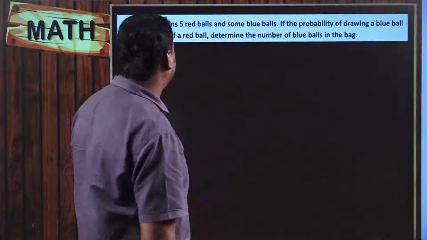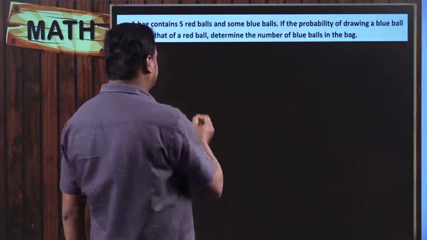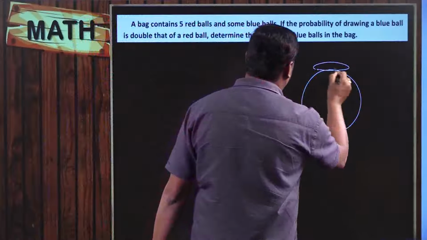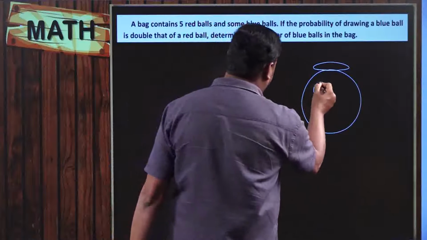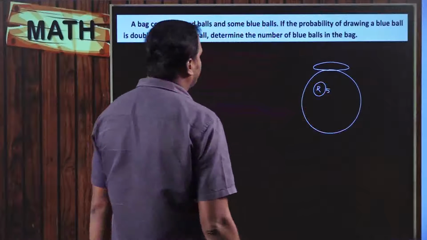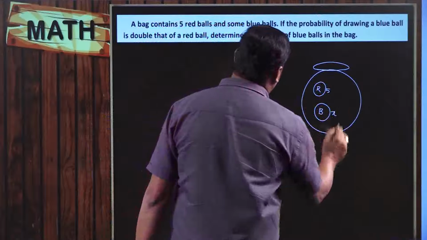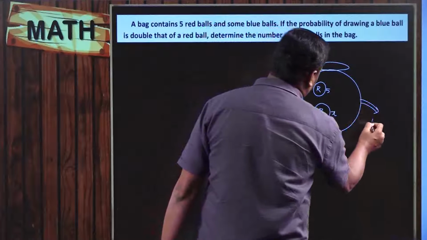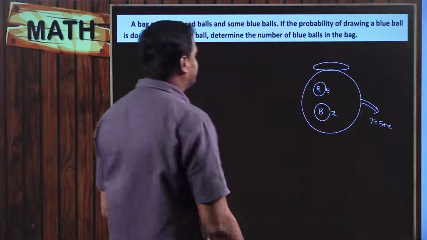And moving on to the next one, a bag contains 5 red balls and some blue balls. Just now we discussed this kind of problem. For example, this is a bag, okay? So this bag contains 5 red balls. So how many red balls are there? Red balls are 5. And some blue balls. We do not know how many blue balls are there, so blue balls are X. So what is the total number of balls in this bag? Total number of balls is equal to 5 plus X.